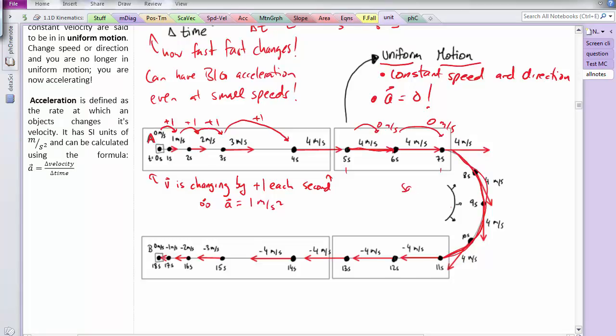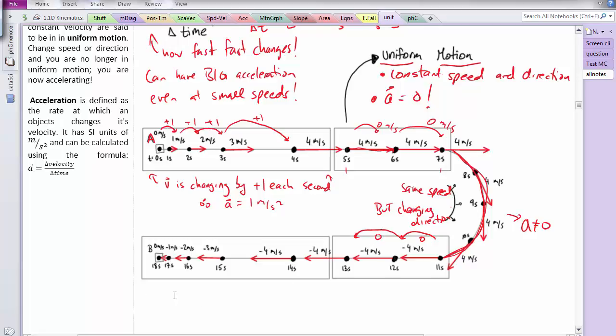So even though it's the same speed, it's changing direction. So in that part here, acceleration is not equal to 0. Okay, over here at 11 to 12 seconds, we're going 4 meters per second to the left, and so to go from -4 to -4 is a change of 0.